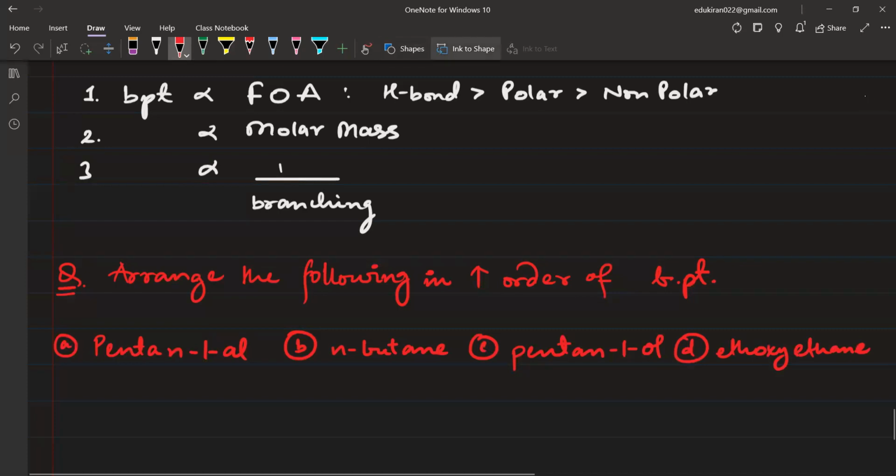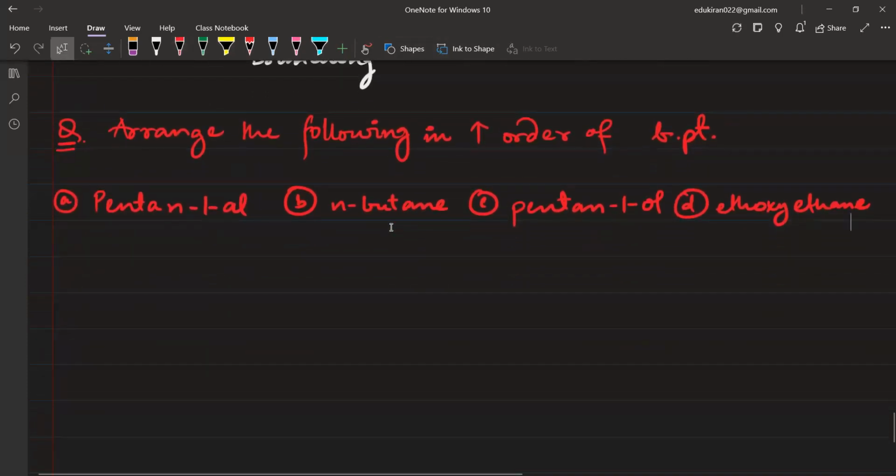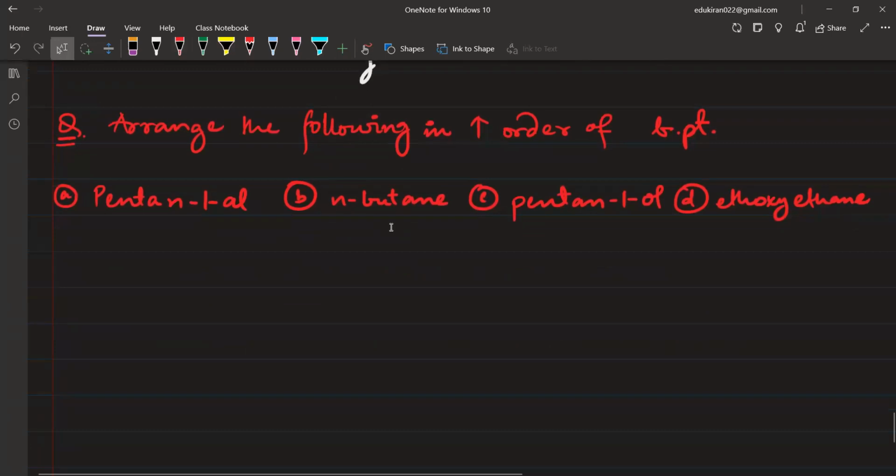First of all, make the structures and send the answers. I mean, at least make the structures and then send the answers on my WhatsApp. Okay. Take 1, 2, 3, 4. No, take 2 minutes for this.